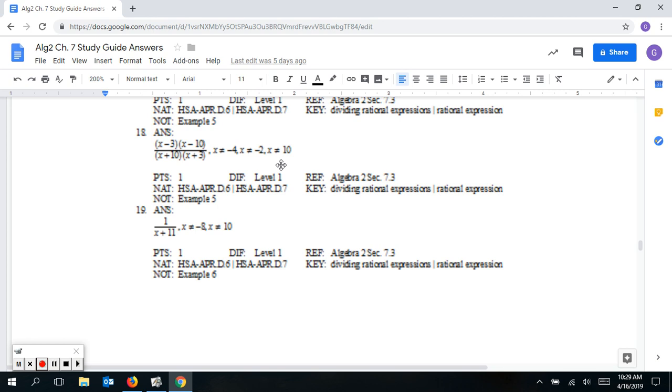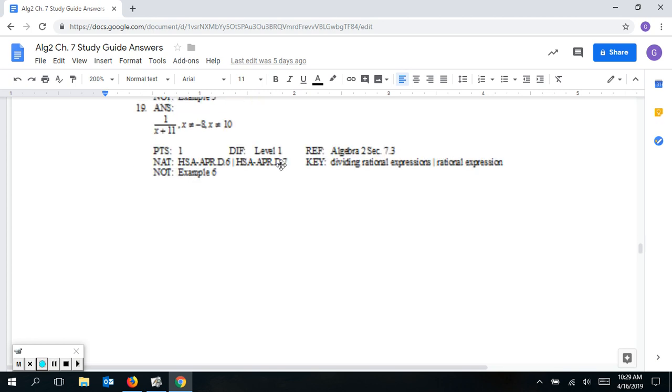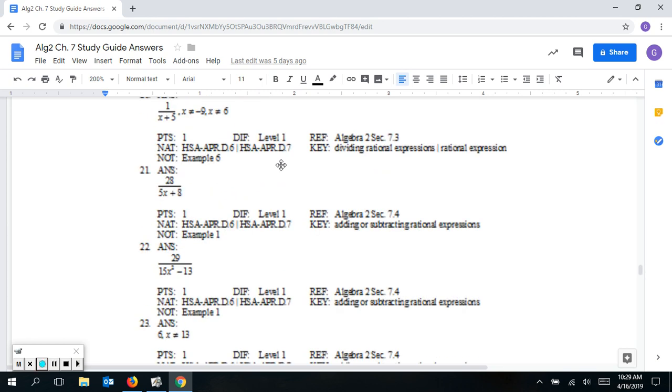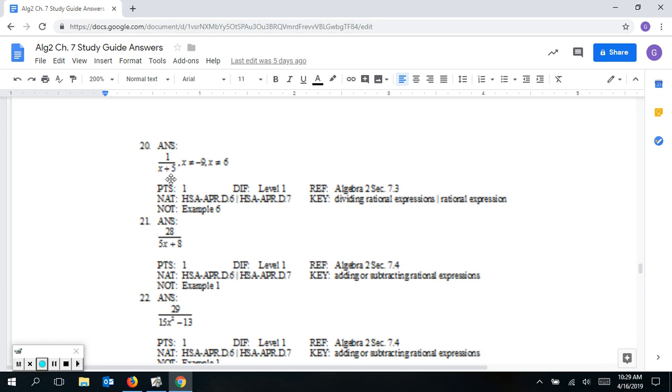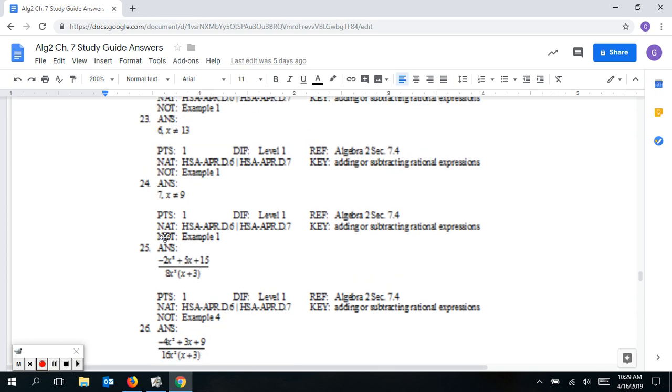Number 20. Number 20, it's 1 over x plus 5, and x can't be negative 9 or 6. 22 down here, so 22 is 29 on the top, 15x squared minus 13 there at the bottom. That would be that common denominator. 24 is just 7, but x can't equal 9. So the answer is just 7, but x can't equal 9.